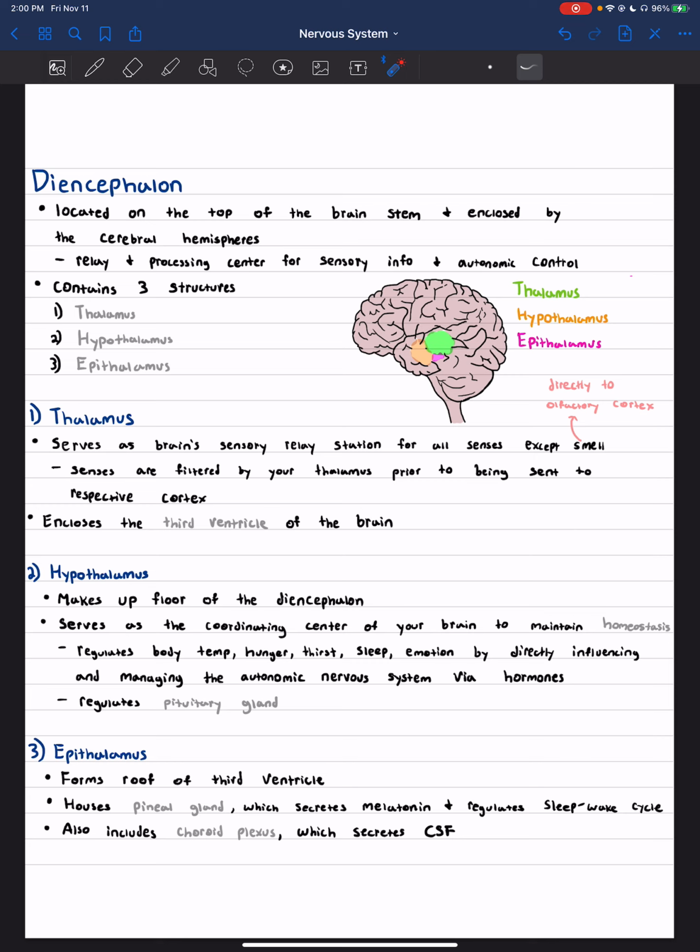It also encloses the third ventricle of the brain. That's just more of a locational thing, so if you're studying anatomy or you need to identify where the thalamus is or where the third ventricle is, this will help with that.